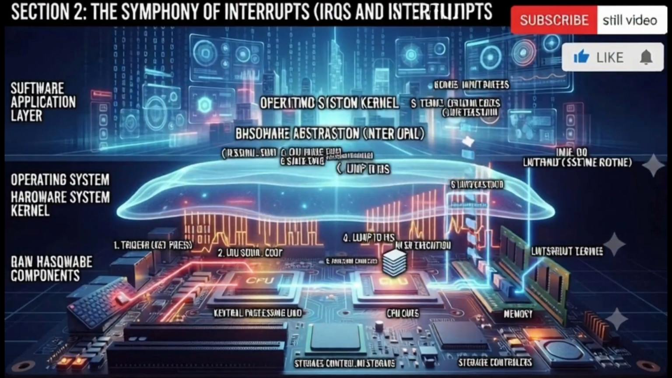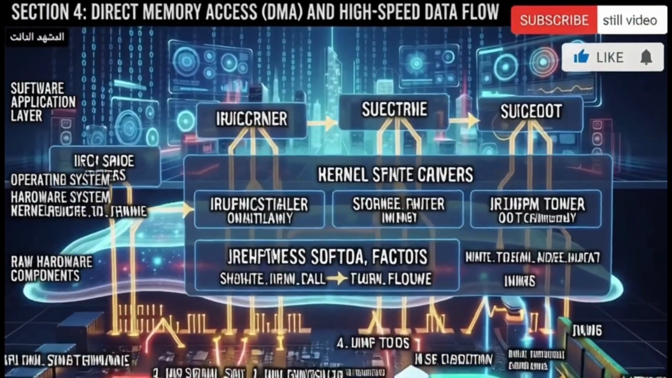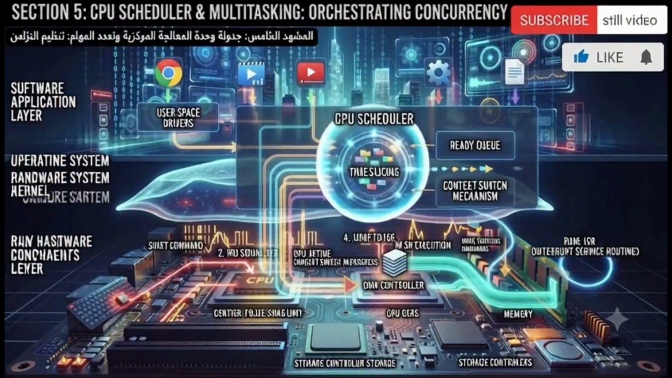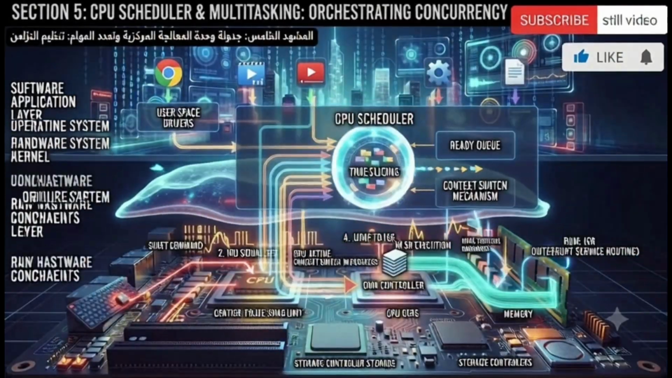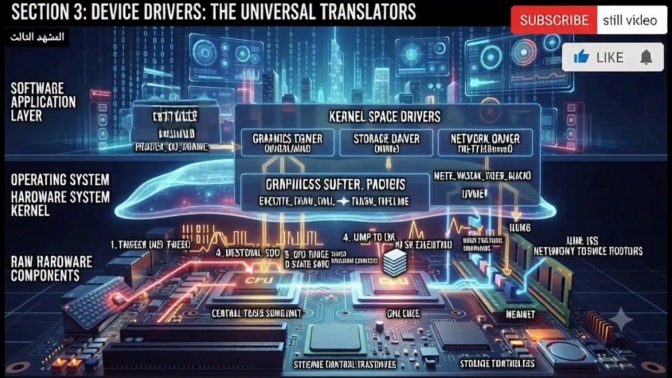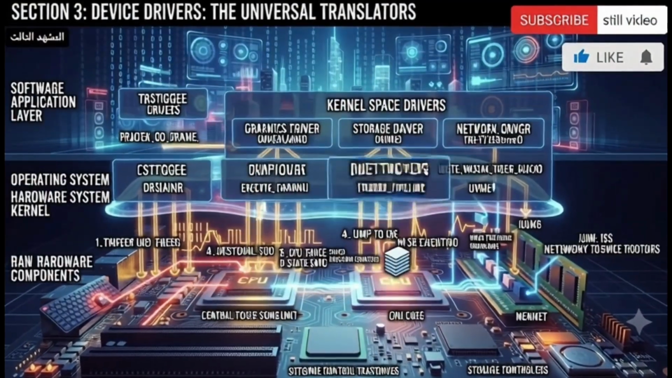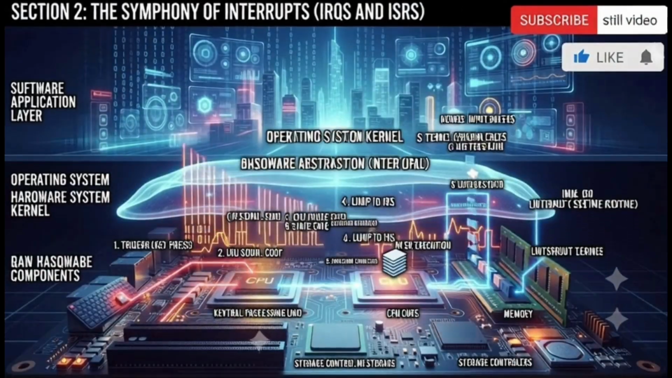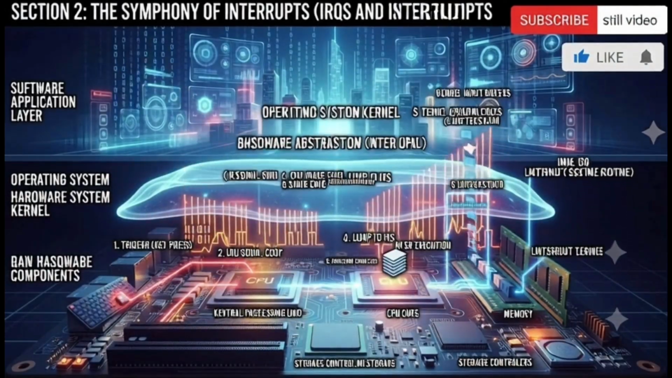4. Direct memory access, DMA, and high-speed data flow. When transferring massive amounts of data, such as reading a 4K video file from an NVMe SSD into system memory, having the CPU manually manage every single byte would choke system performance. To solve this, modern systems use direct memory access, DMA.